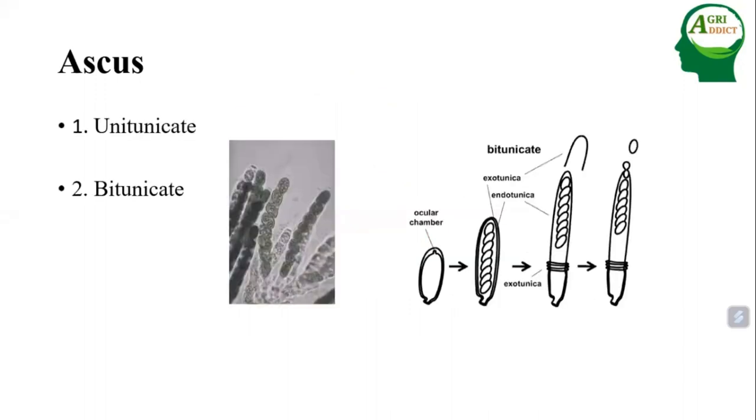There may be unitunicate ascus or bitunicate. Unitunicate means, as you can observe in the picture, there is only one wall. But here you are observing two walls. That's why we call it bitunicate. Outer wall and inner wall.